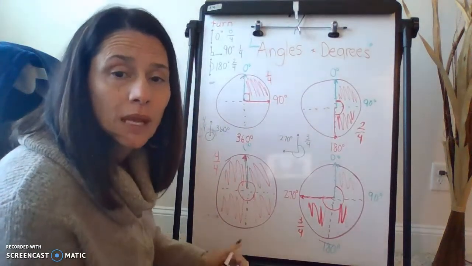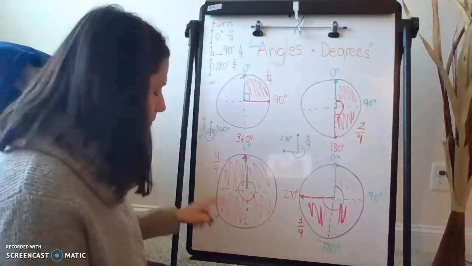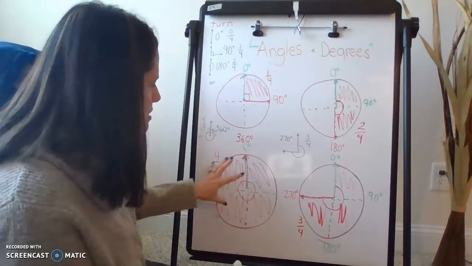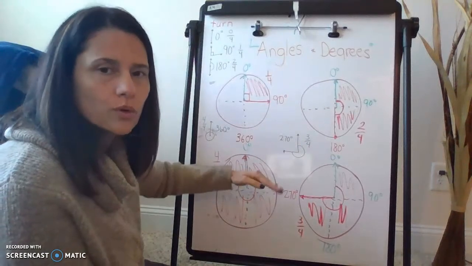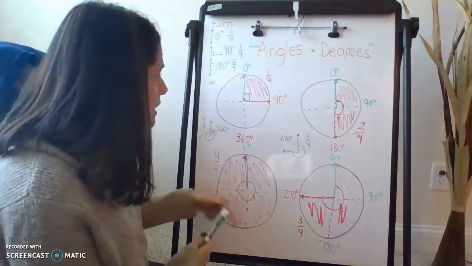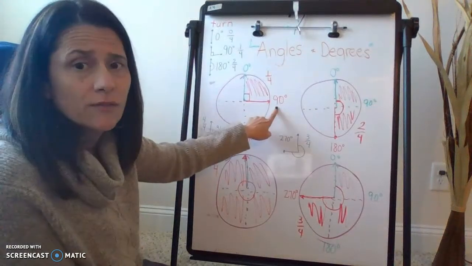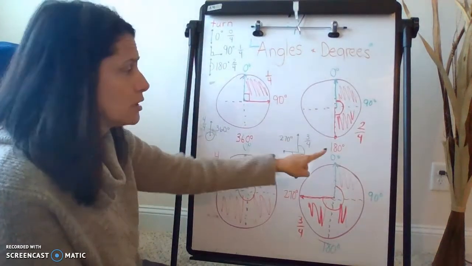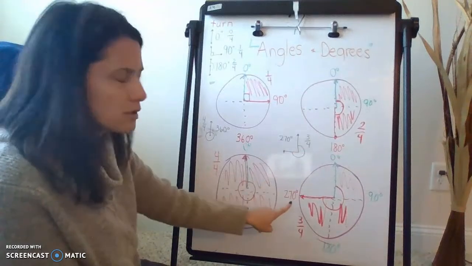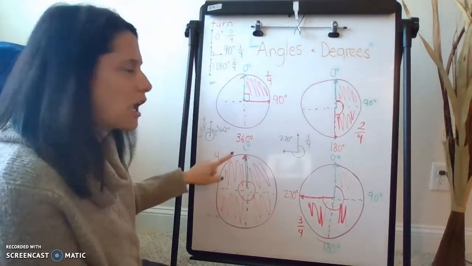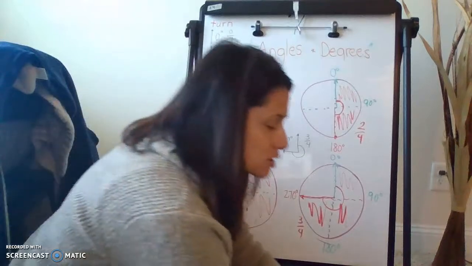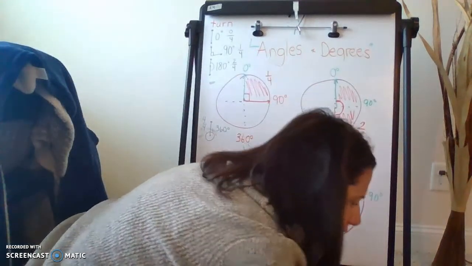Now, those are the main parts of, I'm going to go ahead and write these on here. These are the main parts to help us. They're called like benchmarks. So 90 degrees is our first benchmark, 1 turn. 2 turns is 180. 3 turns is 270. And 4 turns is 360. Those are our benchmarks, just like we had our benchmarks for our other ones.